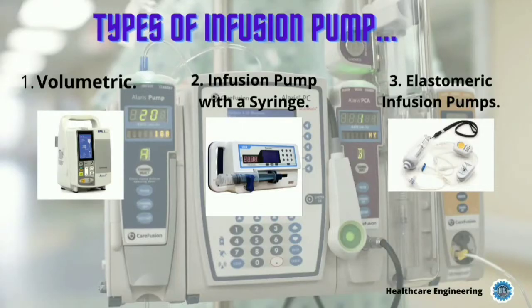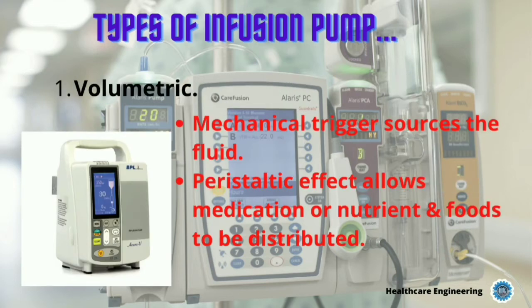In this slide, we are going to talk about the types of infusion pump. There are three main types of infusion pumps: volumetric, with syringe, and elastomeric. Now let's talk in detail about those types. First type is volumetric. Here, a mechanical trigger causes the fluid in the tubing to move through a peristaltic effect that allows medication and nutrients or food to be distributed. This mechanism could be categorized as rotating or linear.